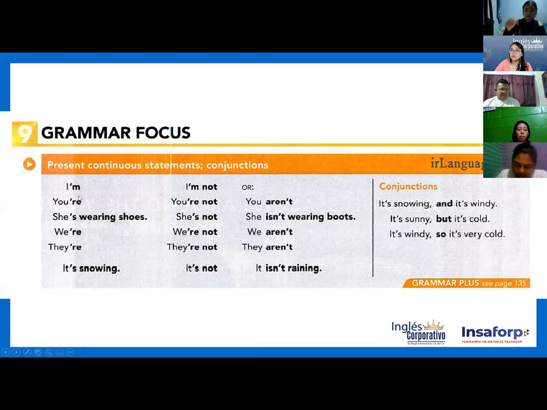¿Cómo lo formamos? Primero, el sujeto, the subject, luego el verb to be, according to the subject, y luego el verbo con ing. Ok, para hacerlo negativo, remember, solo agregamos el not. Por ejemplo, I am, I'm not, you're not. O lo podemos hacer de esta otra forma. You aren't, she isn't, we aren't, they aren't.